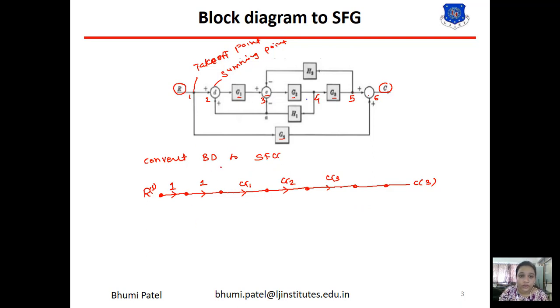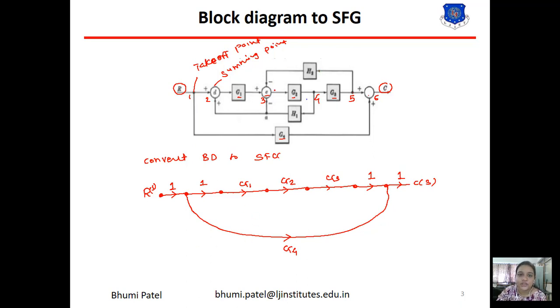Now this is G4 and it is a forward path starting from the first node and ending at the sixth node, and the direction of G4 is like this. Between the fifth and sixth node no gain is given, so we put 1 here. Also between the sixth node and the output node no gain is given, so we also put 1 here.